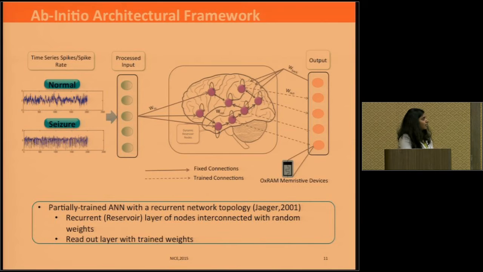So in our case, you could also think of this as a partially trained ANN with a recurrent network topology, but in our case we use some memristive circuits or designs or synapses in this output layer, not actually in here. We just used simple resistive models to represent that reservoir.